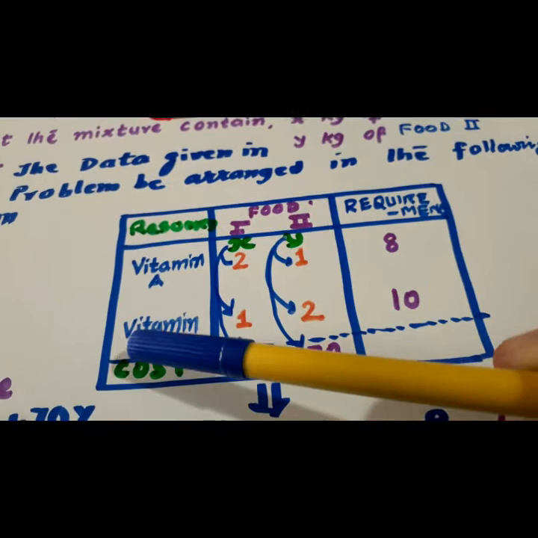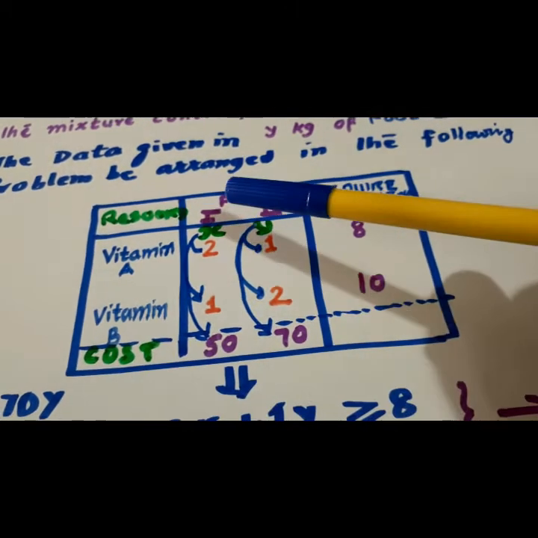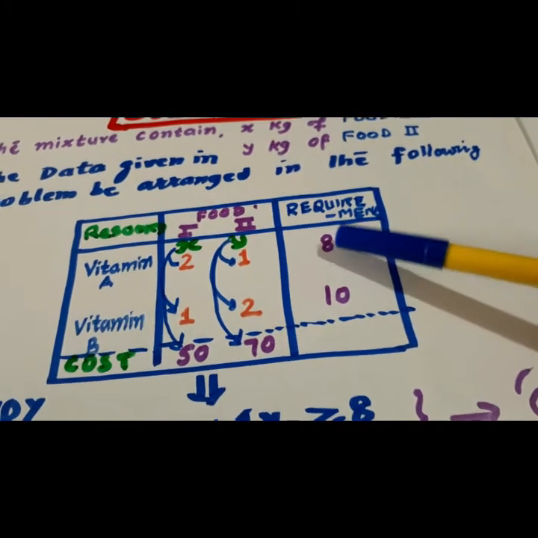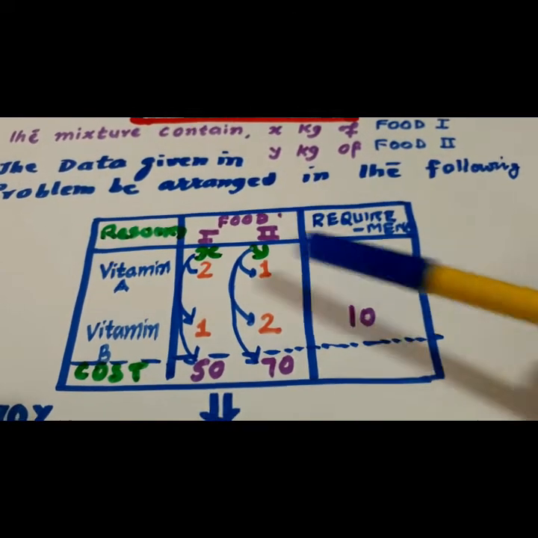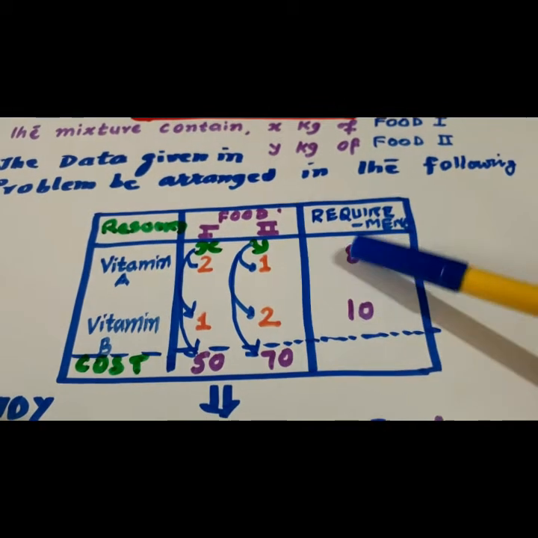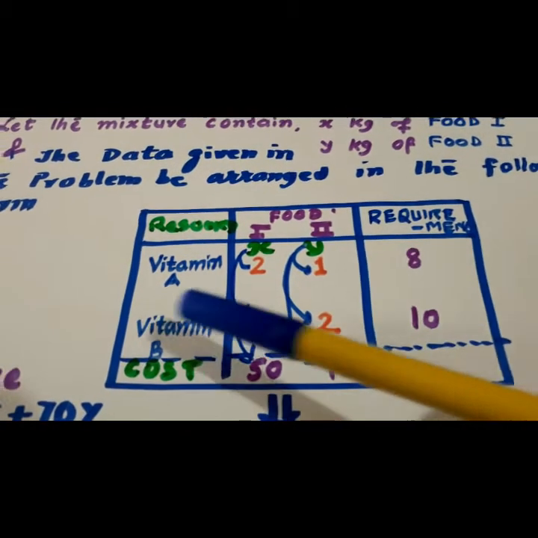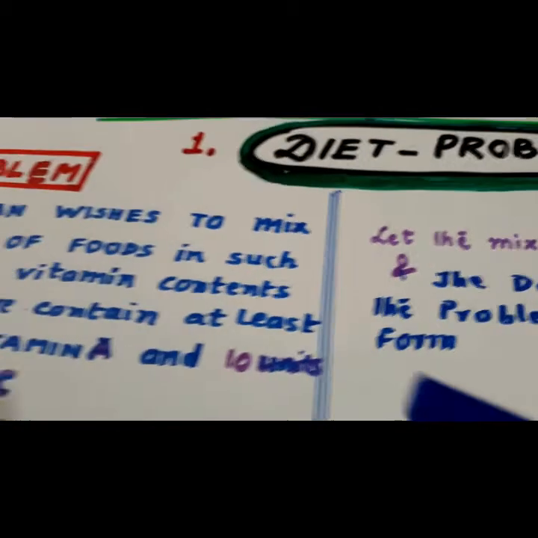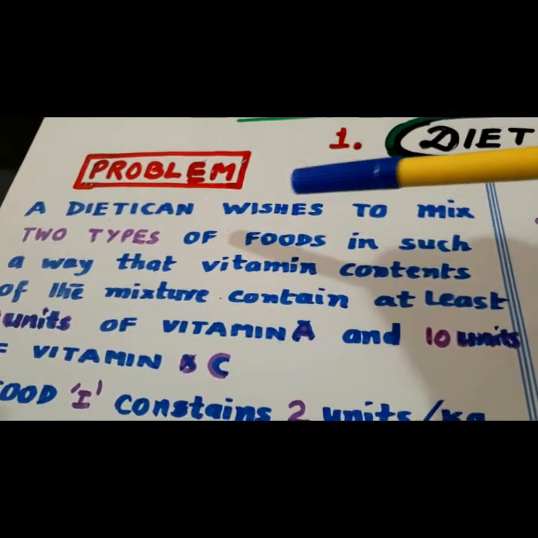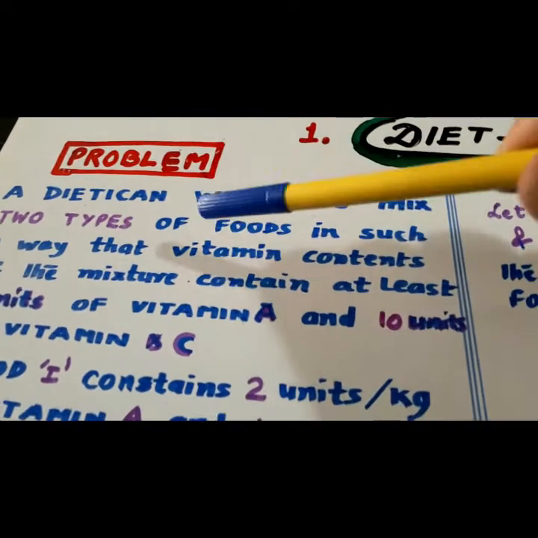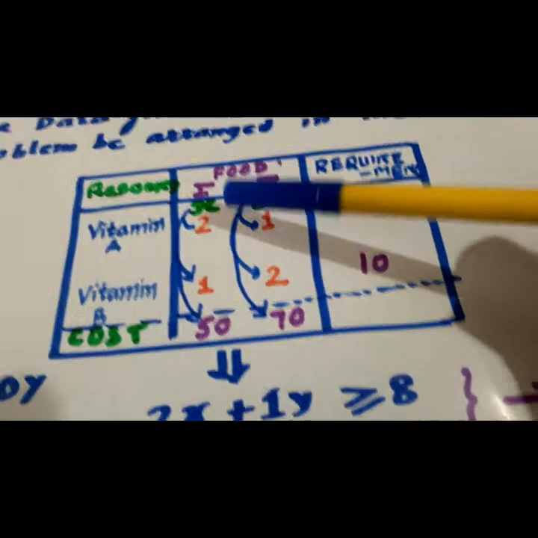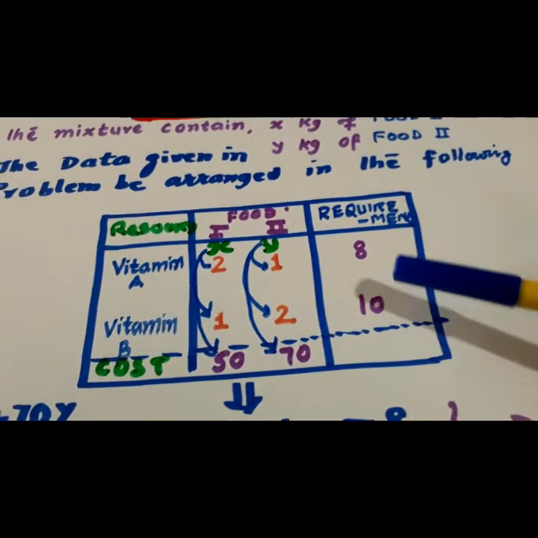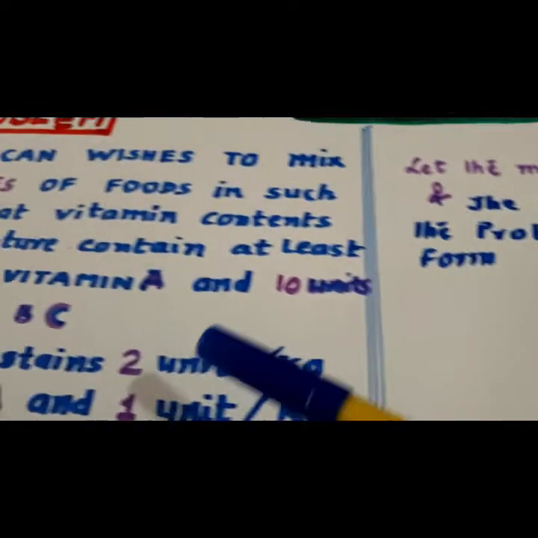This is vitamin A, vitamin B, these are the resources. There are two types of food, and at least 8 units of vitamin A should be there and 10 units of vitamin B should be present in the food. Because the dietitian wishes to mix two types of foods, this is food number 1, food number 2. This is the requirement. So, now let us go further.